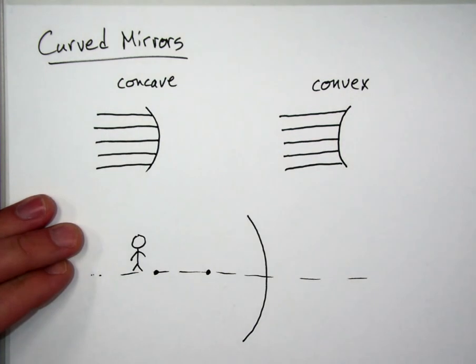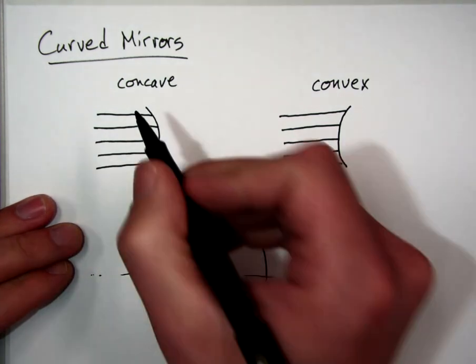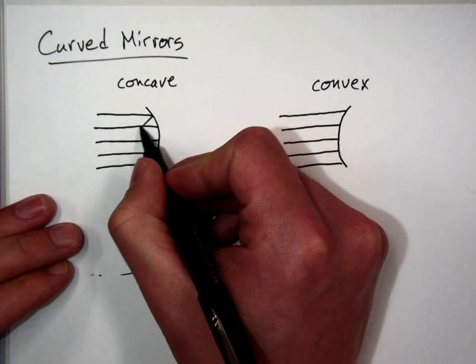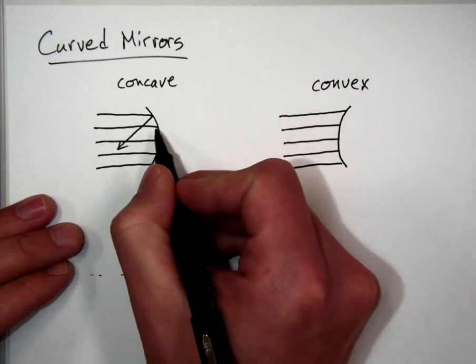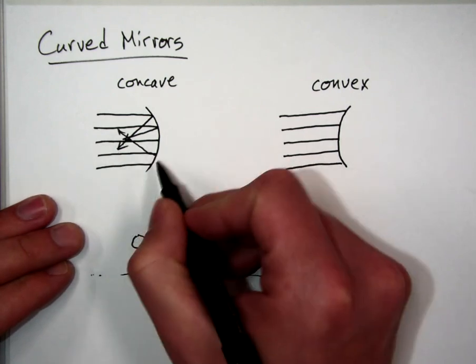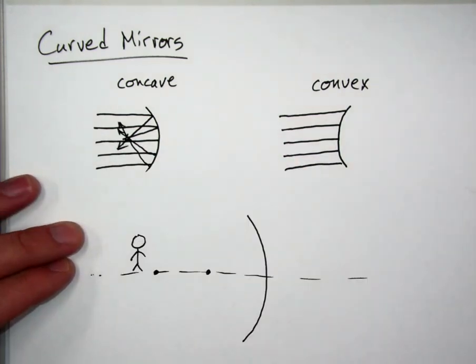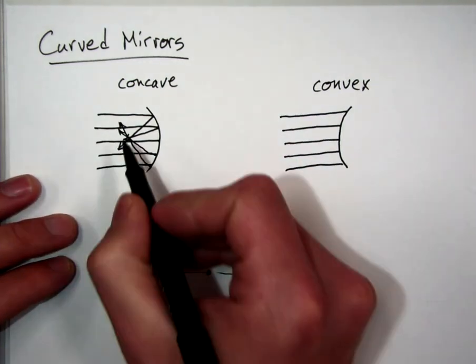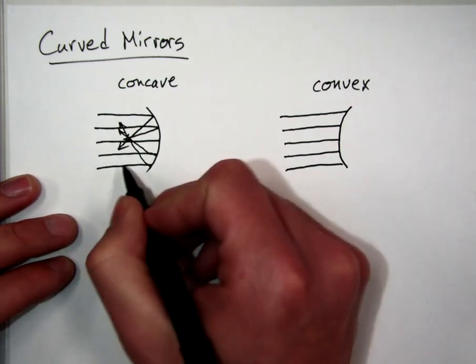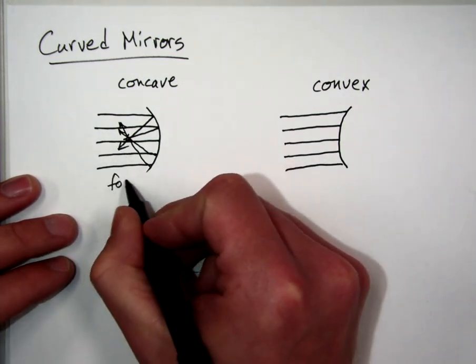Either way, when the light rays hit this mirror, they will bounce off each little section of the mirror according to the law of reflection on the other side of the normal line, and so this ray might bounce back like so, this ray might bounce back like so, and so on and so forth, and we get a point where these light rays converge. That point is called the focus, or the focal point.